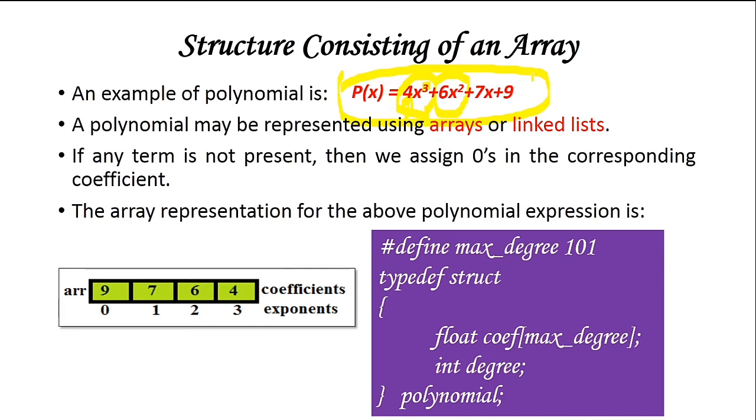0 is the exponent. Now, if any term is not present, suppose you don't have this term, 6x square is not there, then what will happen? 4x cube plus 7x plus 9. Then I can represent this square term as 0. So in the place of the second index I will put the 0.